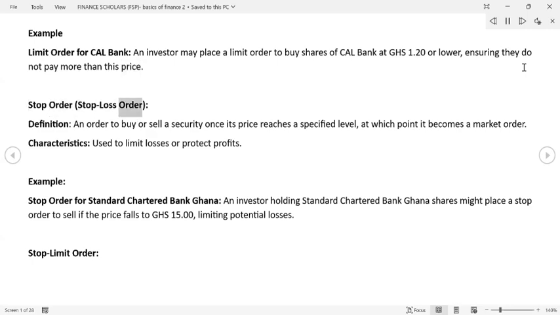Stop order, stop loss order. Definition: an order to buy or sell a security once its price reaches a specified level, at which point it becomes a market order. Characteristics: used to limit losses or protect profits. Example: stop order for Standard Chartered Bank Ghana. An investor holding Standard Chartered Bank Ghana shares might place a stop order to sell if the price falls to GHS 15.00, limiting potential losses.